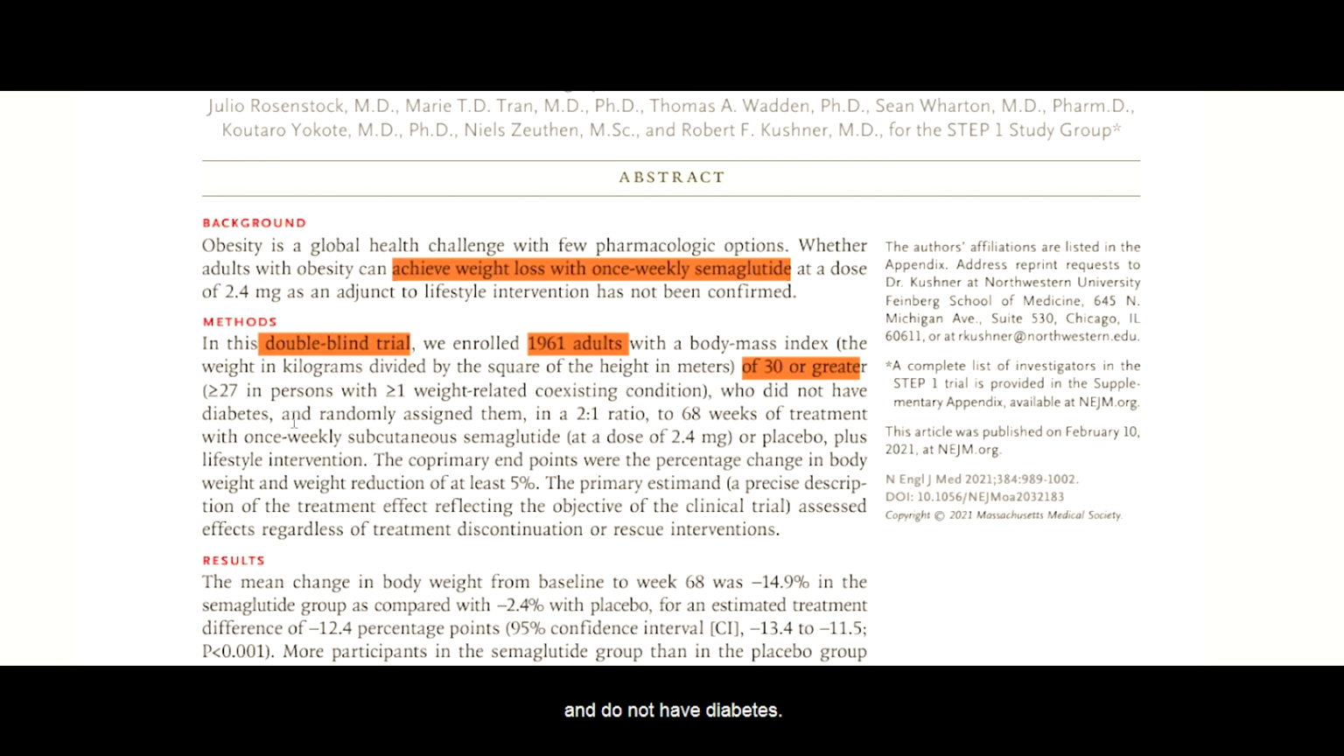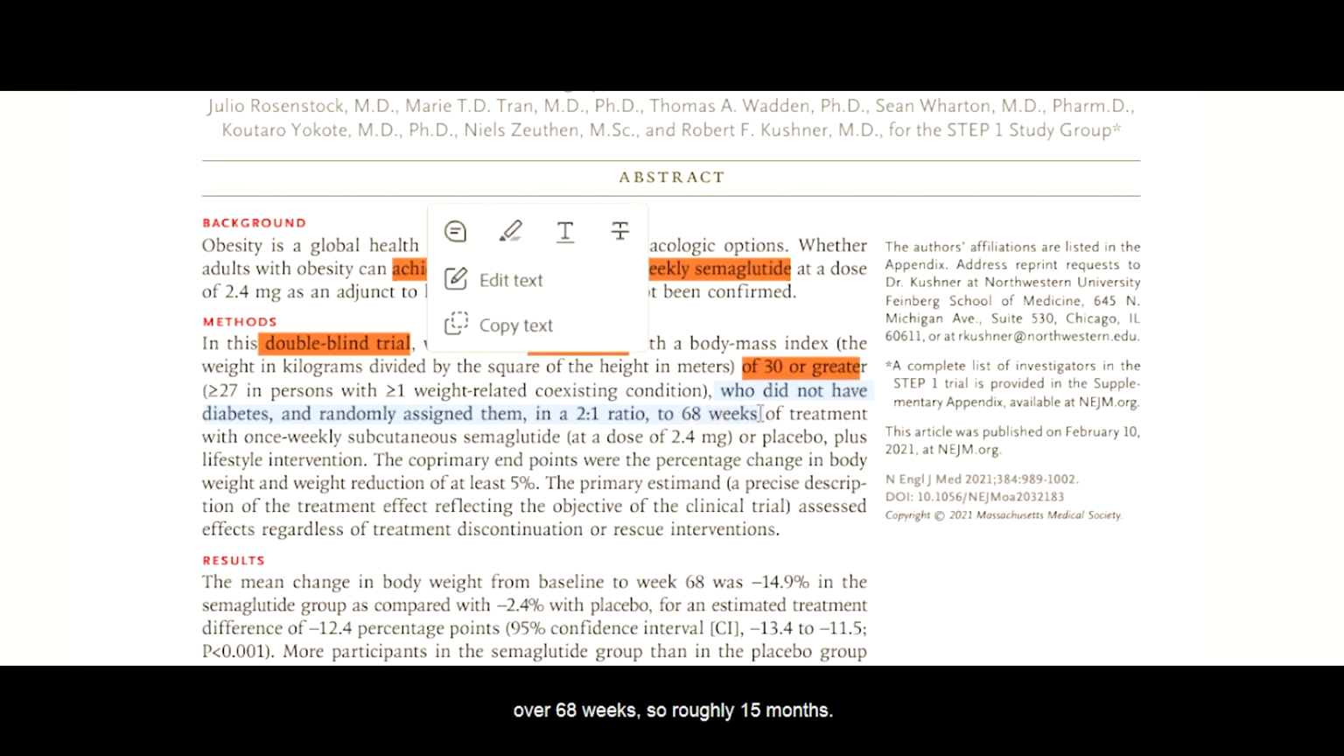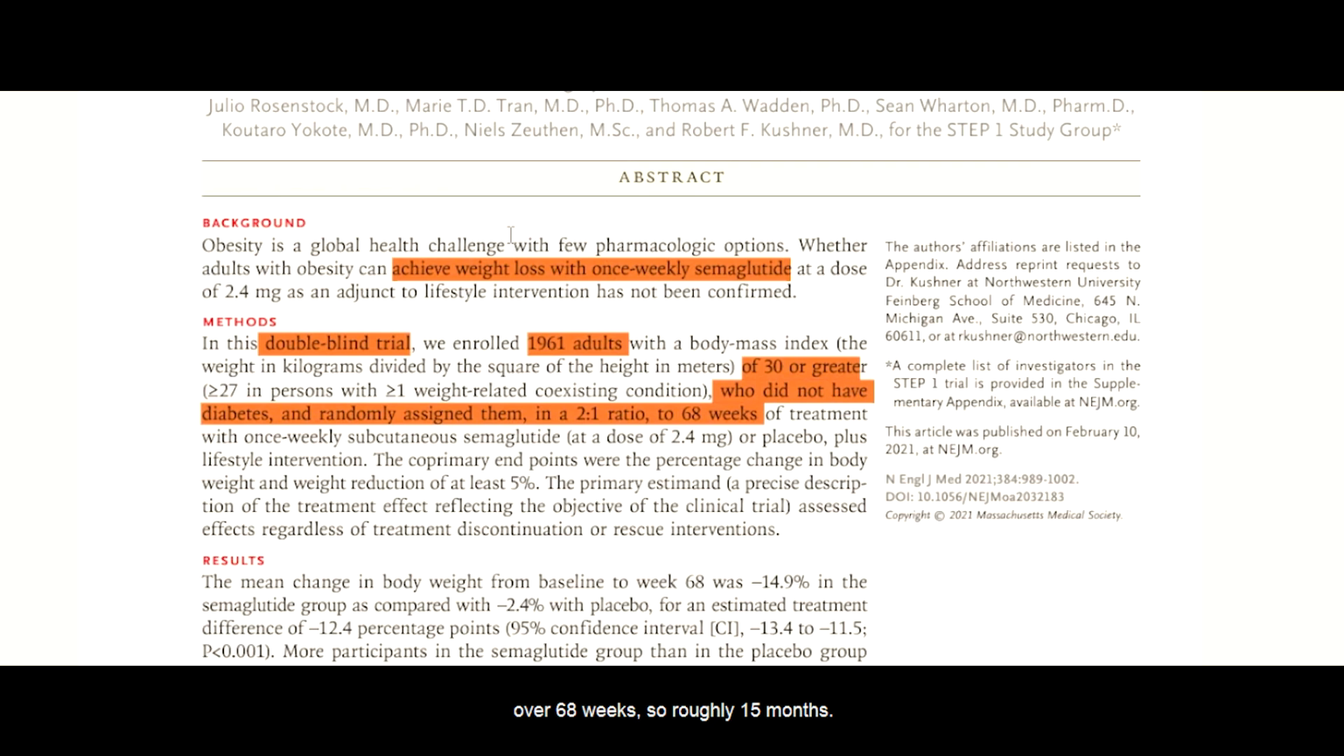And do not have diabetes. Randomly assigned in a 2-to-1 ratio over 68 weeks, so roughly 15 months. Interestingly, they are given lifestyle intervention. So I'm assuming told to exercise, eat healthy.